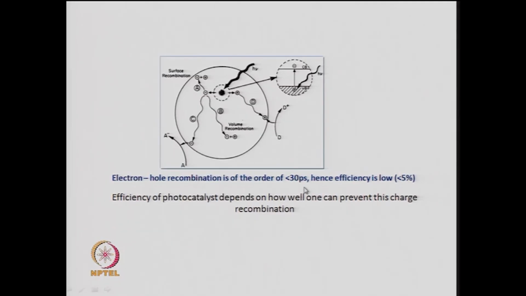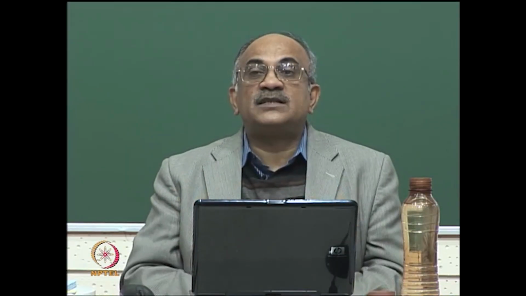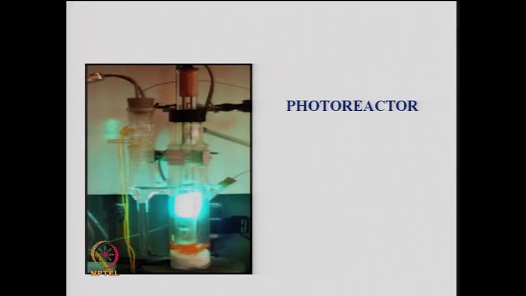The electron hole recombination is of the order of less than 30 picoseconds. Hence, efficiency is very low. So, this is the bottleneck. You want to stop the electron hole recombination, and you have an efficiency of only around 5 to 6% in these water splitting reactions. So, finally, this is how the reaction looks when you are doing photocatalysis.